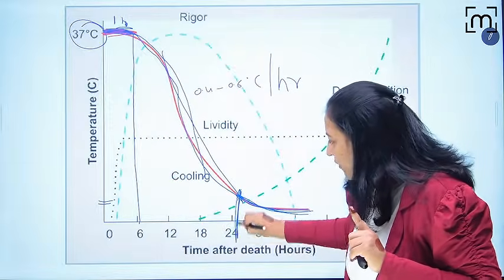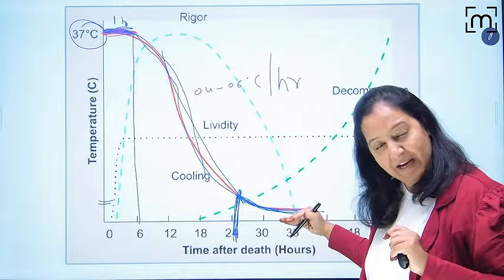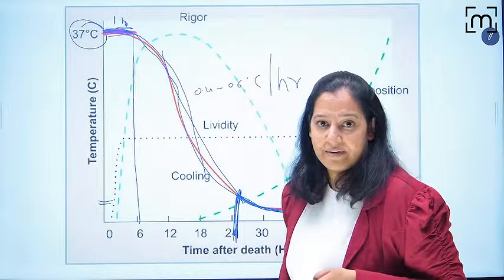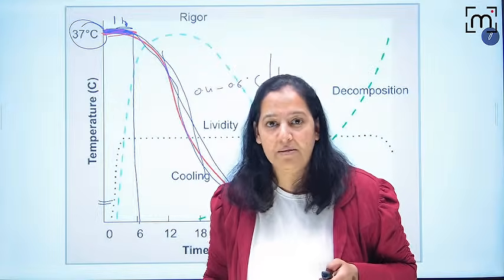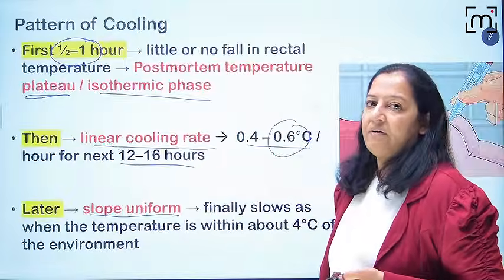for the next 12 to 24 hours. See, 24 hours, and after that it becomes constant when it becomes equivalent to the environment. I'm giving a big range because I don't know the environment. Cooling occurs fast in winters, cooling occurs slow in summers. Obviously you can understand this physics, yes or no? So that is the graph. I hope you got it.